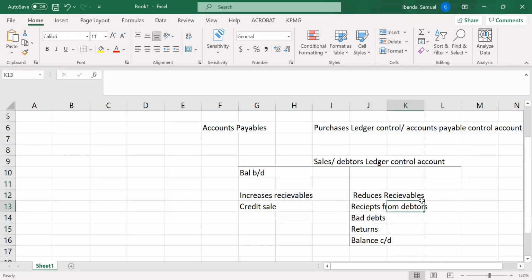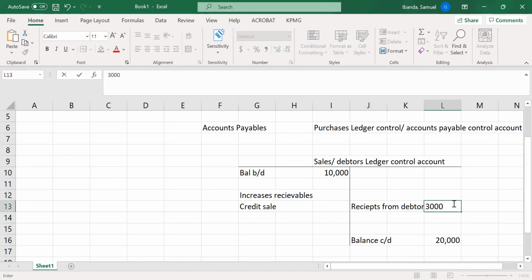So in most cases, you find that the balance brought down is given. For example, in this case, let's say we have 10,000, and here we have, let's say, 20,000. So you get the information that they have given you on each of these items. In most cases, they will give you a few items, and let's say they have given us the receipts from our debtors.